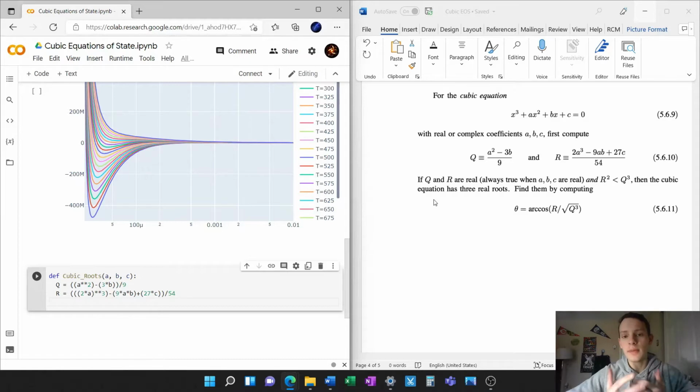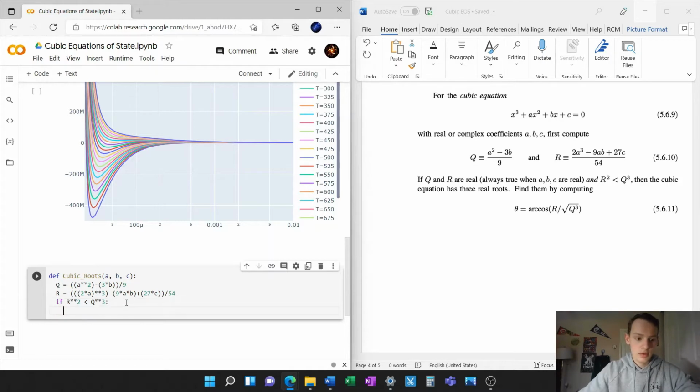As I stated before, there's going to be two situations with Cardano's formula. One case is going to have 3 real roots, and then the other is going to have 1 real root. And as we can see here in this document, the next case we have is if r squared is less than q cubed, then we have to compute this theta value that we're going to use to compute 3 real roots. So let's do that as our first case. So we'll make this condition here, and it's going to be if r squared is less than q cubed, what are we going to have?